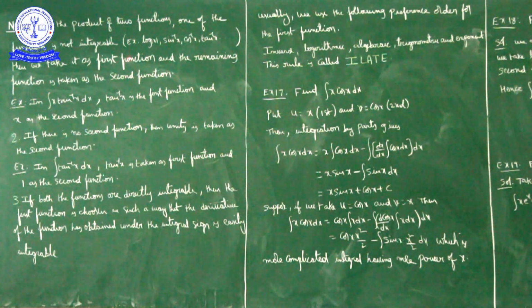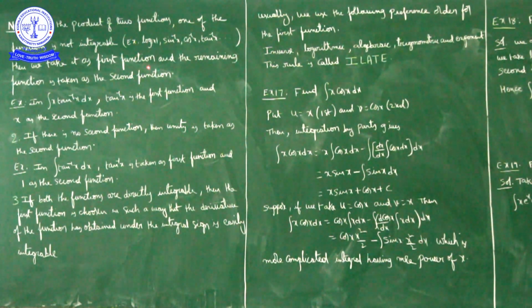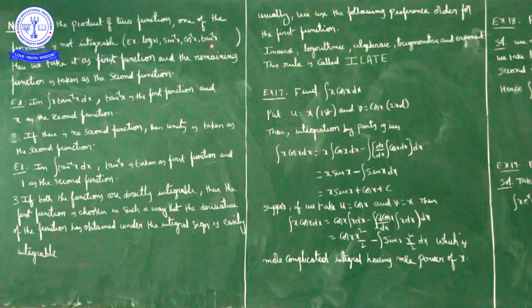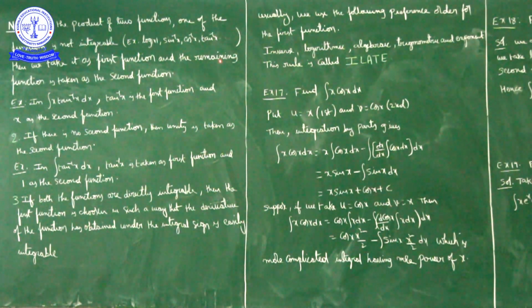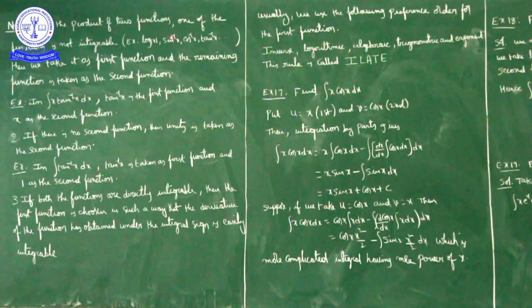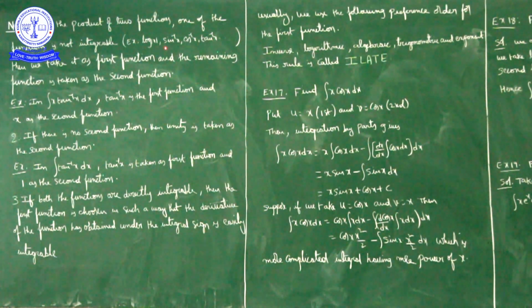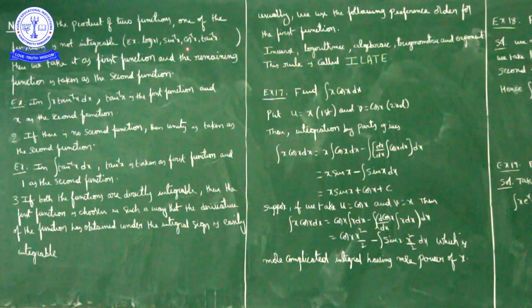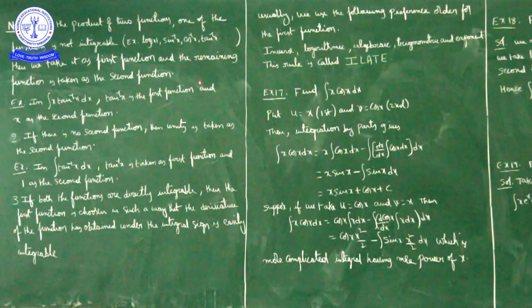Not integrable means log mod x is directly not integrable, sin inverse x is directly not integrable, cos inverse x is directly not integrable, tan inverse x is directly not integrable. Whenever you have these kinds of functions, which are not directly integrable, we will take that part as the first function and the remaining function as the second function.